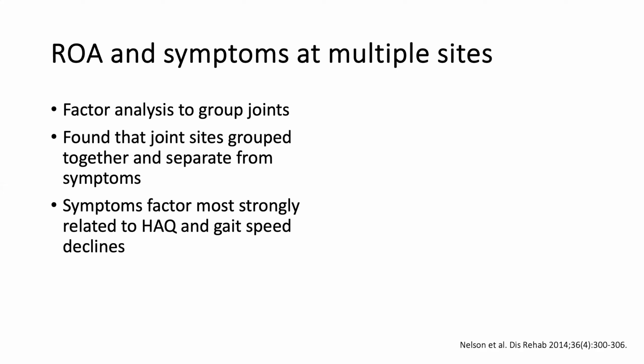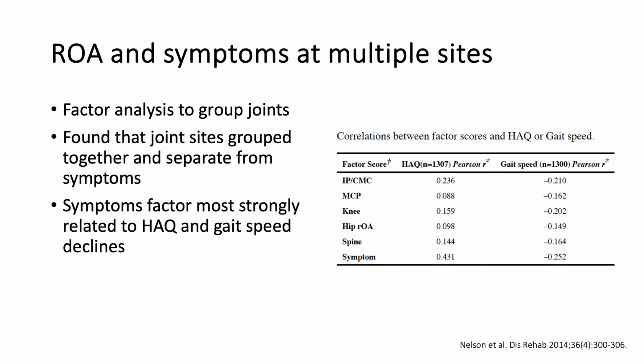to try to see were some of the joints going to group together based on radiographic features, or were symptoms going to group with their joint, or were they going to group with other joints, or were some joints going to group together, and how was that going to work?